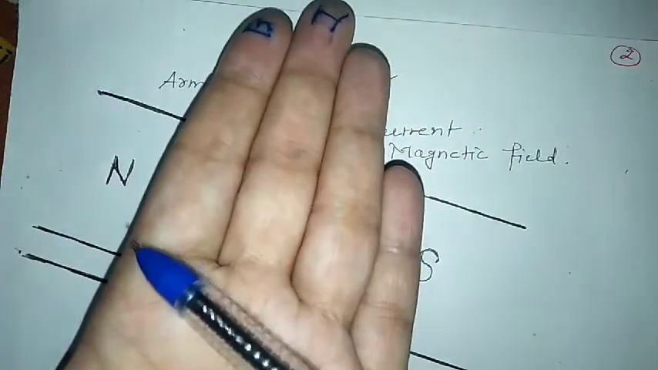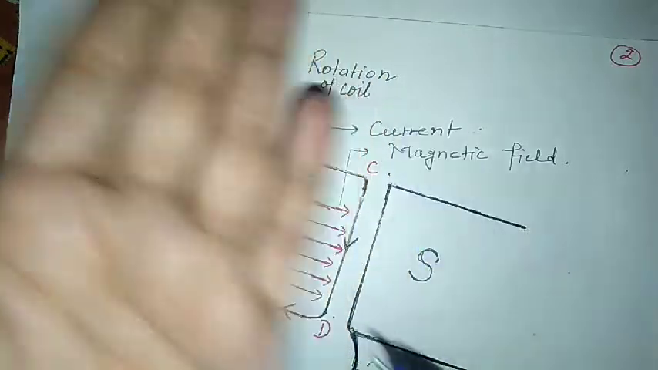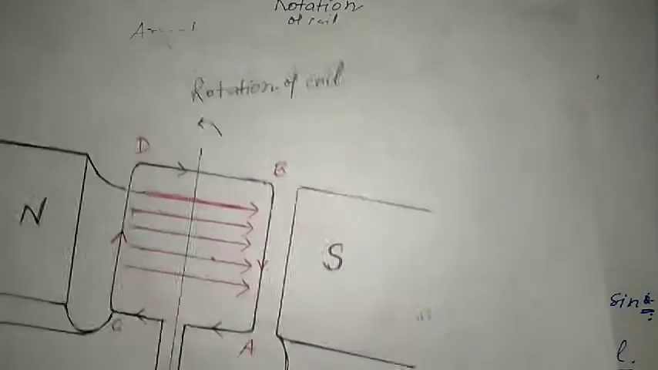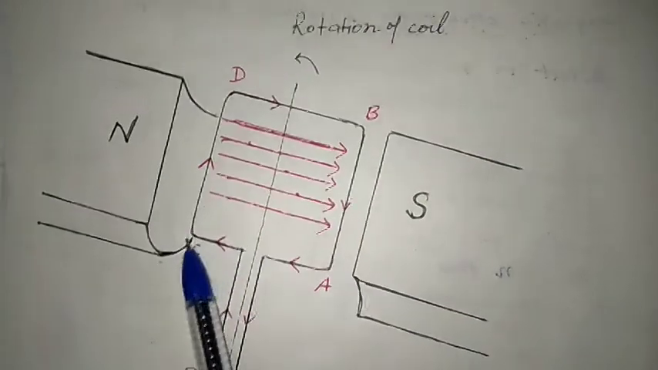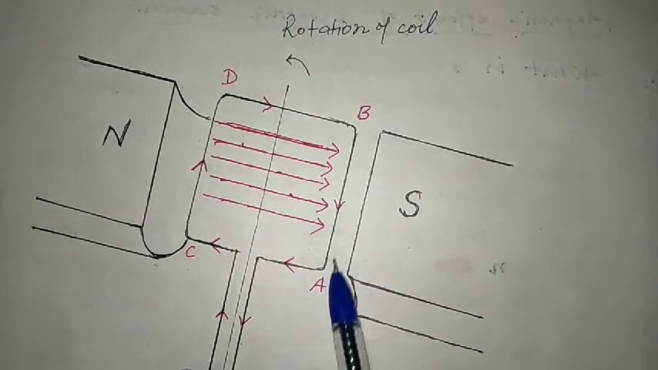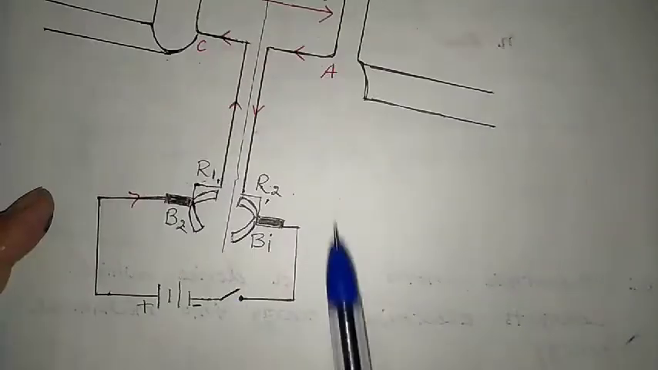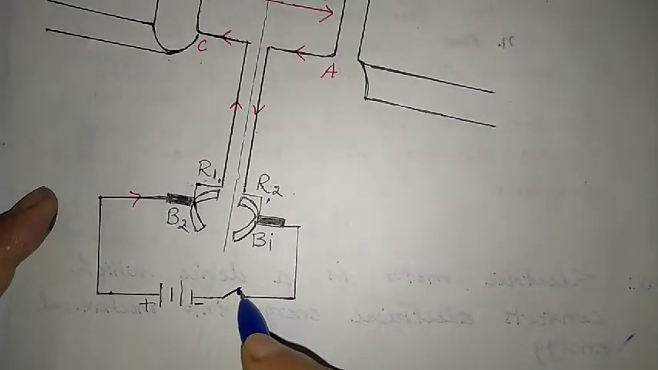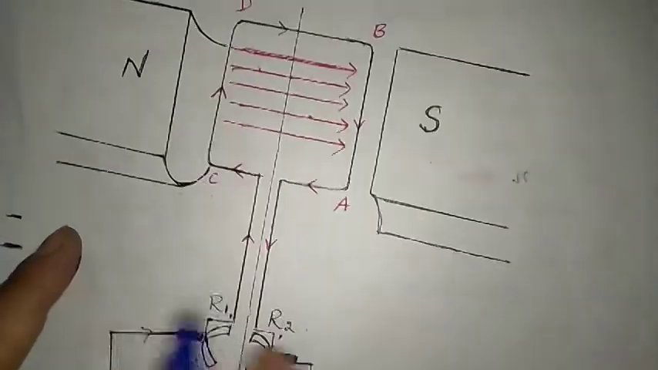Now this side, this is the arm CD and this is the arm AB. It means the figure will be like this. Arm CD will come in this position and AB will come in this position, but still the current is going on. The circuit is still complete, the current is still going on.